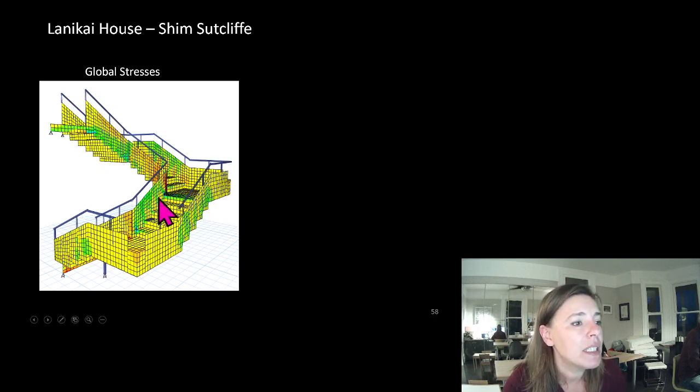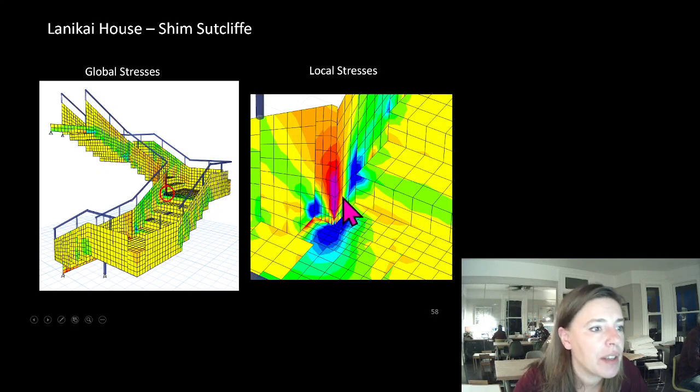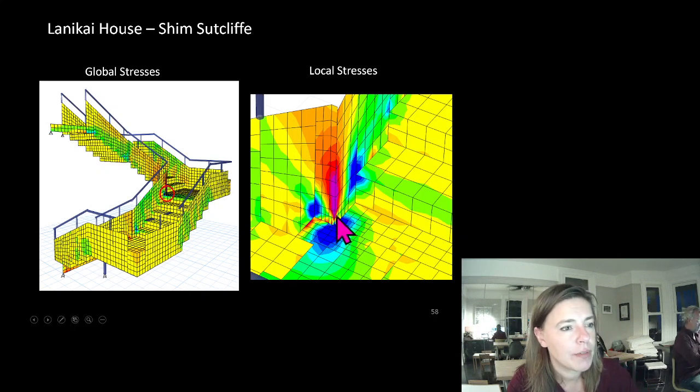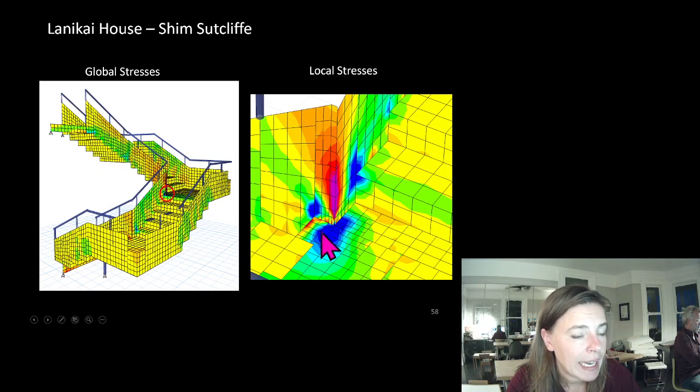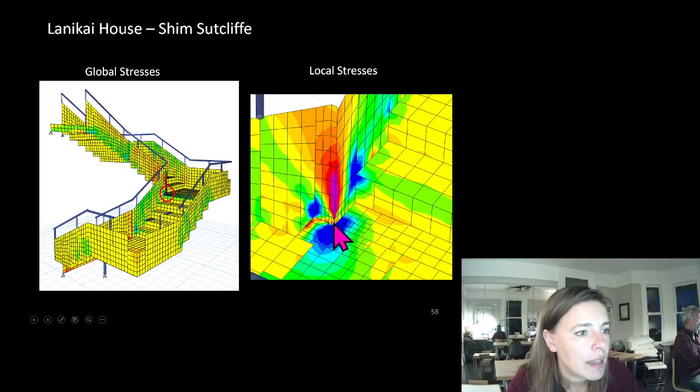So we do need to look at this hotspot. Here I zoomed in, and in here we were approaching my criteria of 200 MPa. So I broke it down, and you can see the fine mesh here. We've really broken it down.